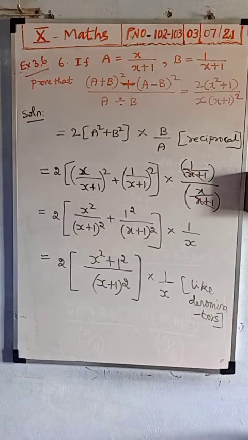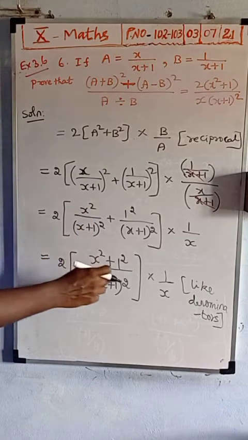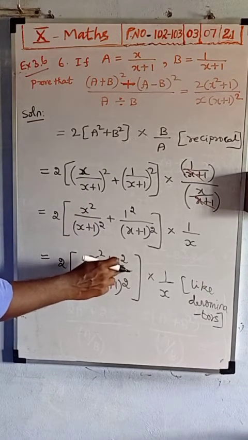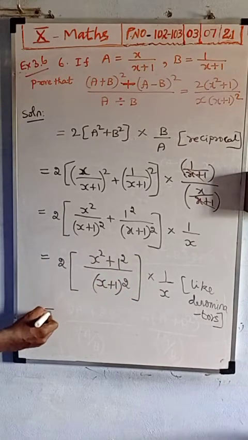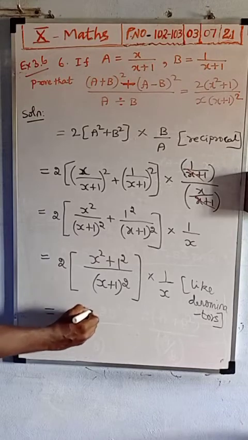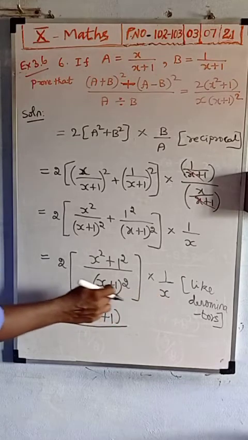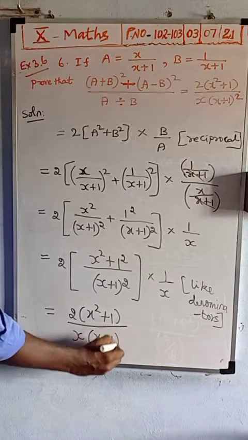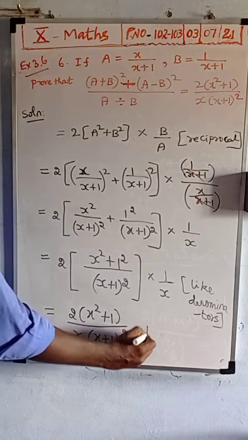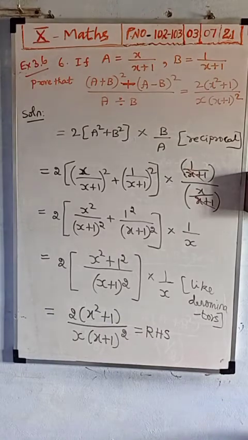Now next step, you see what we want to prove, that we received. Now 2 times of x square plus 1 square means 1 only, 1 square value 1. So 2 times of x square plus 1 divided by x into this, x into the denominator you should multiply x plus 1 to the whole square. So this is equal to RHS. Yes, so I have taken LHS and I proved RHS.